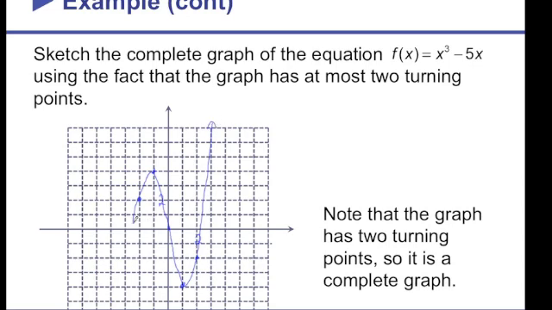And I'm going to extend this, and I try to extend across the graph whenever I can. It has at the most 2 turning points. So here are my 2 turning points, and I believe I have a complete graph here. So it does have 2 turning points. It is a complete graph.